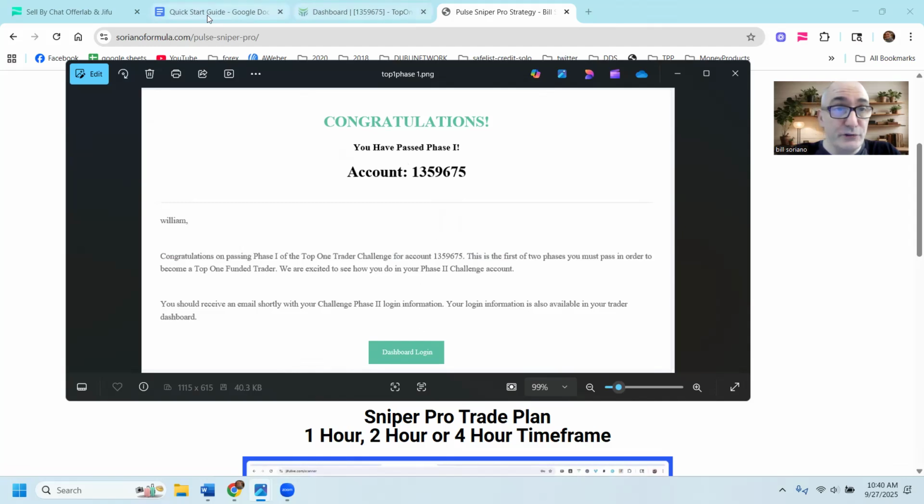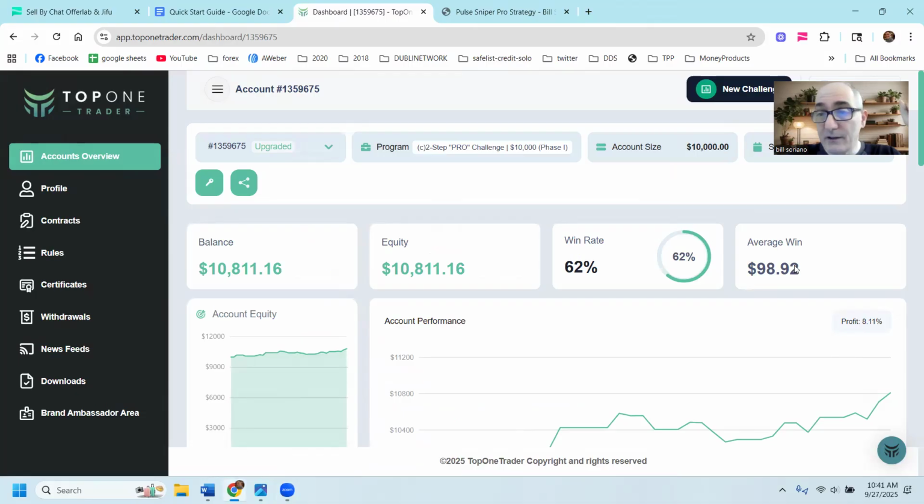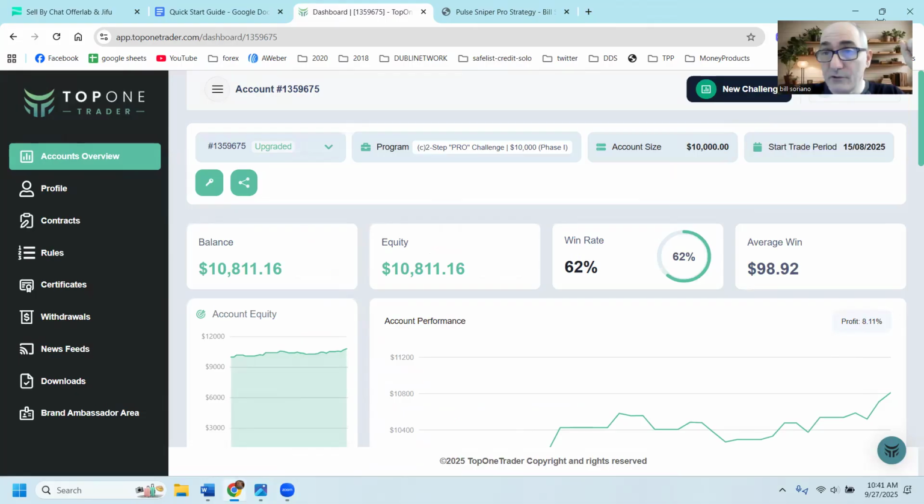Okay, but just to show you, because people always say to me, Bill, you guys show all these trades after the fact. Are you really taking these trades? So this is the back office of my funded account challenge here with Top One Trader. Started this on 8/15, so it took me a little bit over a month to get that 8% gain. It's a 10K challenge. I started with 10K.